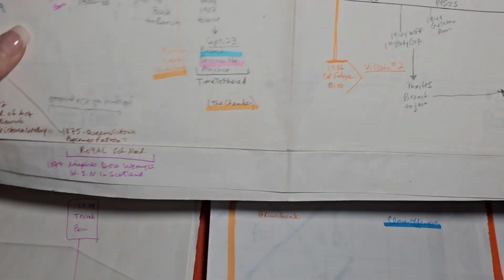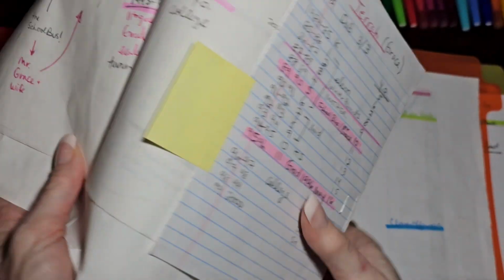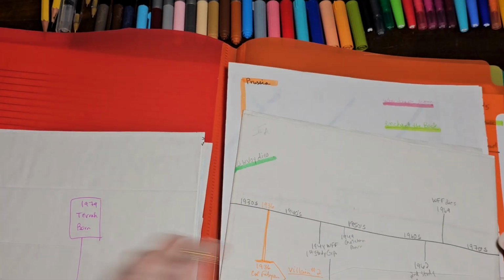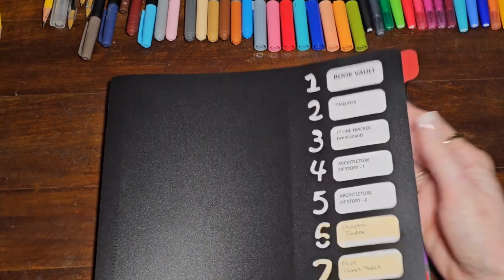So you might recall from early on, all of the handwritten timelines that I lay out in order to track all of my characters, what's happening in the story, how those things relate to each other, those all live in pocket number 2. If we go to pocket number 3, first line tracker.